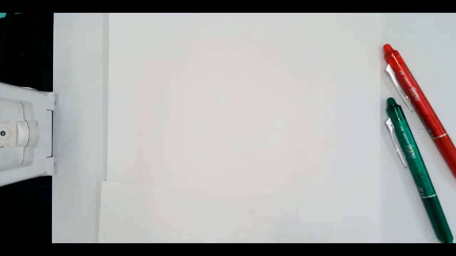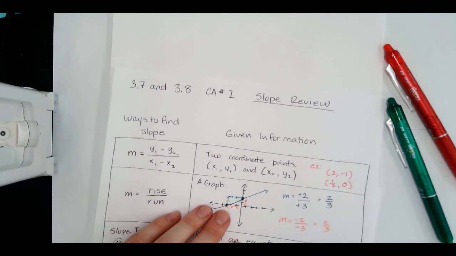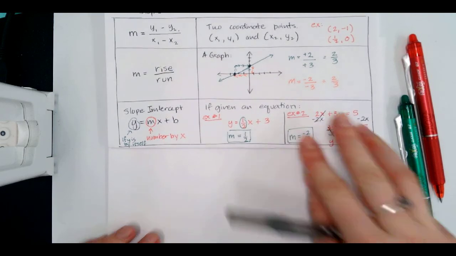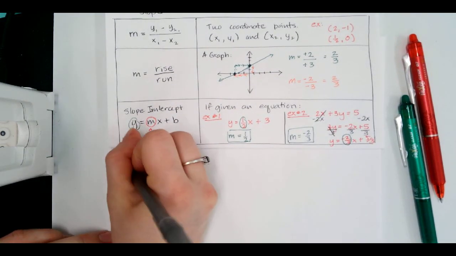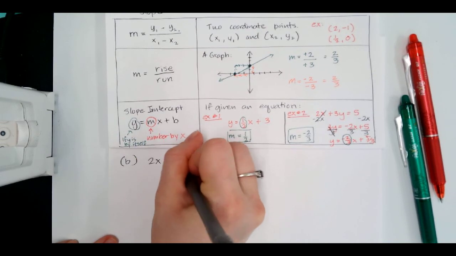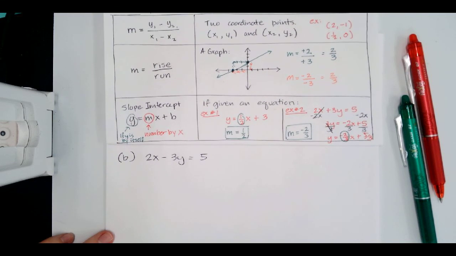All right, so let me fold this. So that was part A. We have 2 more parts to go for this video. All right, part B. Find the slope. Okay, so go ahead, pause the video, try to figure out how you would find slope. All right, let's take a look at this.